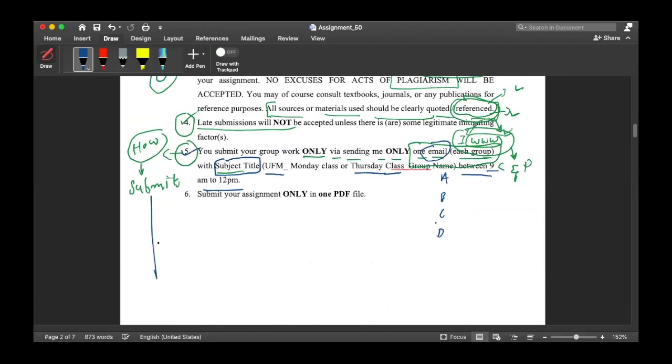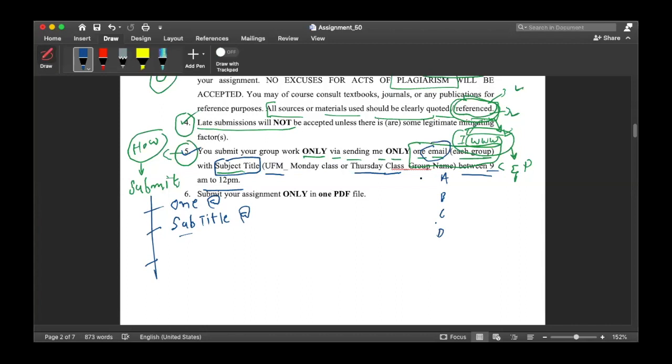So keep 3 things in your mind again. First is 1 email from 1 group. Second one is your assignment subject. When you send me the email, your email subject title is UFM underscore Thursday class underscore your group name. You don't need to write your name, and you don't need to write anything else. You just write the subject title, attach your file, and send it to me.